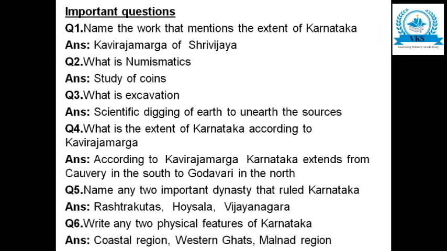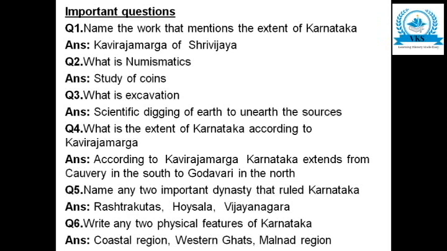Name the work that mentions the extent of Karnataka. Kaviraja Marga of Sri Vijaya. Next, what is numismatics? The study of coins is called numismatics. Third, what is excavation? The scientific digging of earth to unearth sources is called excavation. Fourth, what is the extent of Karnataka according to Kaviraja Marga? According to Kaviraja Marga, Karnataka extends from Kaveri in the south to Godavari in the north.